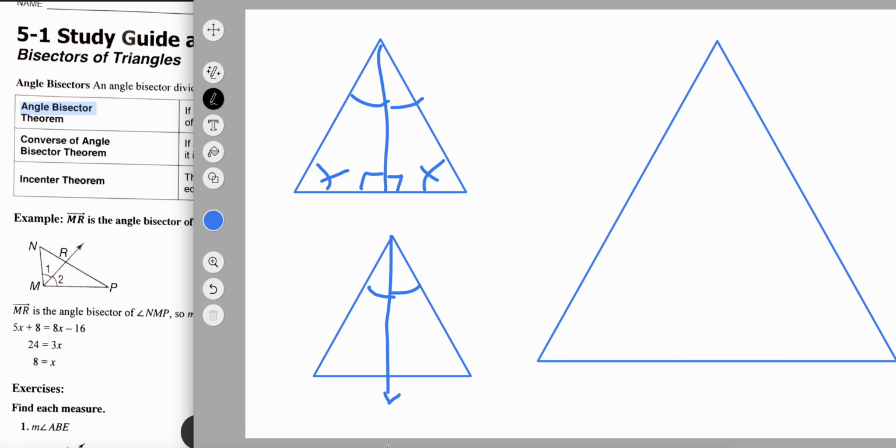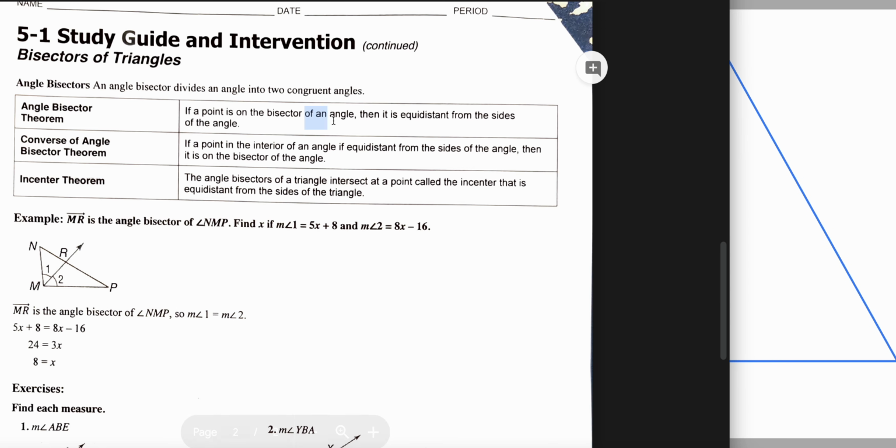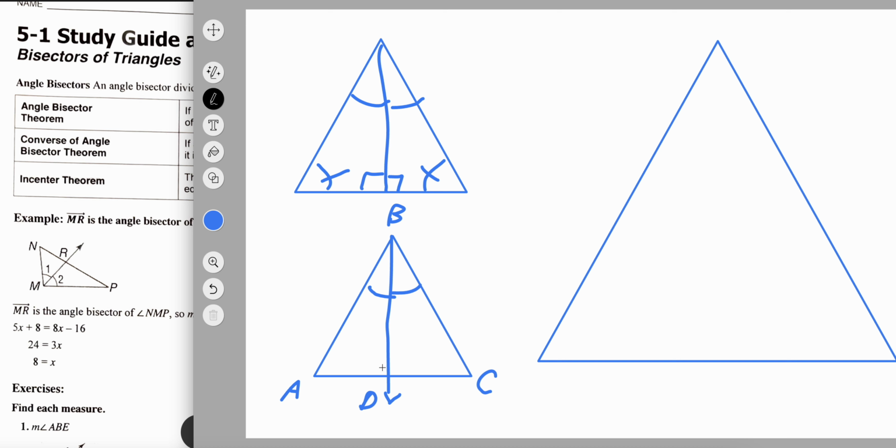So what is this angle bisector doing? It's cutting this angle ABC into 2 congruent angles, which are ABD and DBC. Okay. So if that's true, then we know that it is equidistant from the sides of the angle. What does that mean? That means that any point on this angle bisector is equidistant to the sides of the angle, right? So BC and AB.